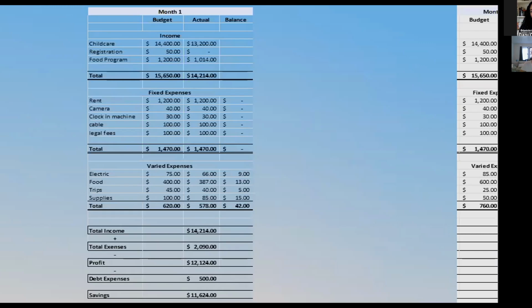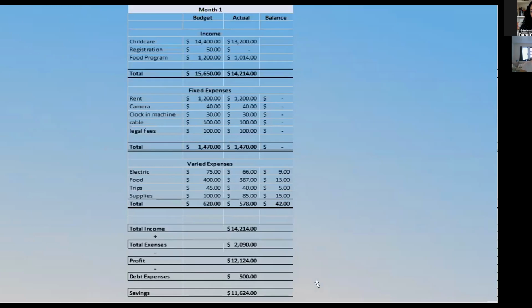So let me just adjust this here. So this is a sample budget, right? And with a budget, what you do is, your budget is what you estimate that you're going to make and that you're going to spend. And your actual is what you actually do, and that you learn at the end of the month.